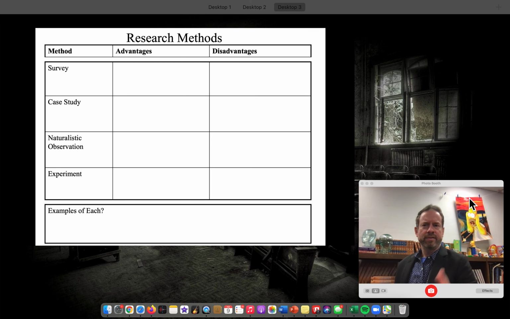Let's see, which one of these would have as its advantage that it's how people normally behave? It's in a real situation. And of course, the answer there would be naturalistic observation. A naturalistic observation is that people are behaving naturally. They typically don't know they're being watched, right? They're out there on the street and you're watching them from afar and looking for certain behaviors.